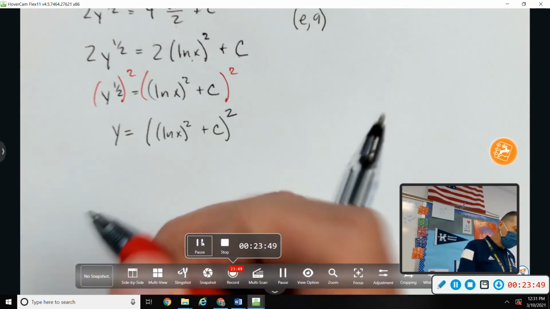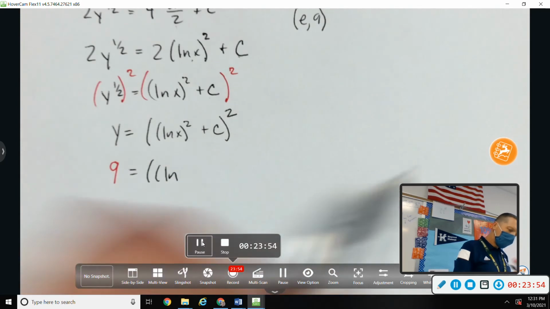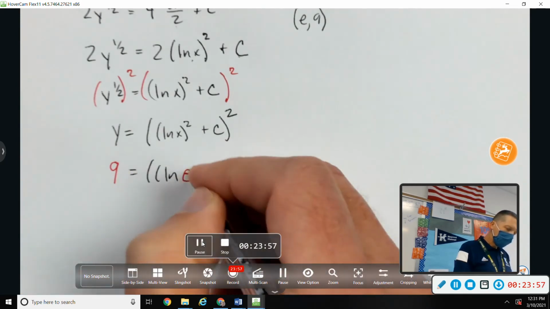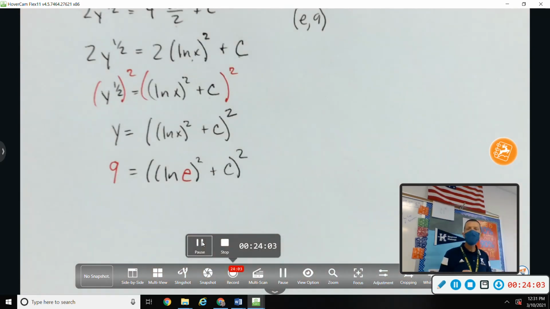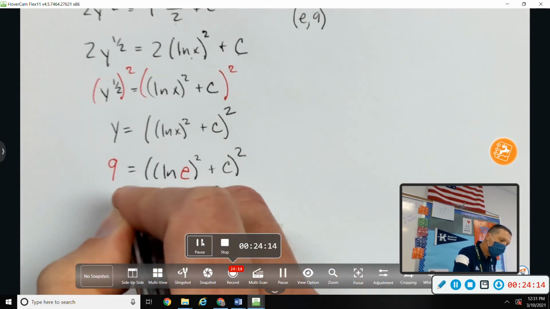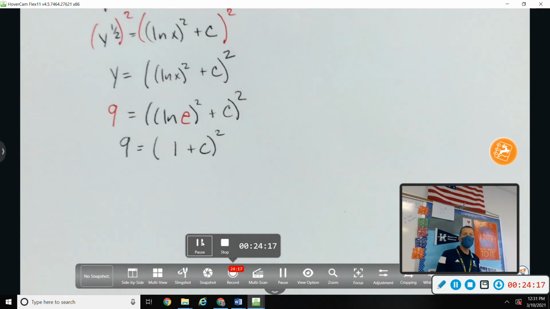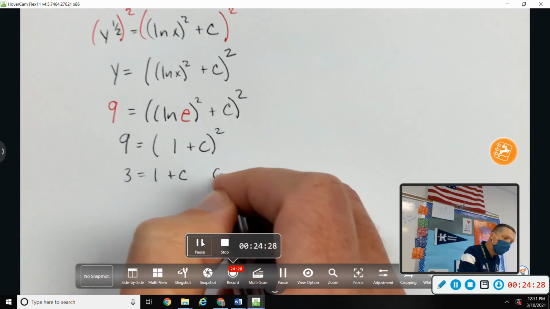Lastly, let's do some algebra. Y is 9. E goes in for x. Calculus is easy, algebra is hard. What's the natural log of e? Calculus, 1. 1 squared is 1. And maybe you square root both sides, but maybe you just look at that and figure out what C should be in order for it to work. Either way, square root both sides. So C is 2.